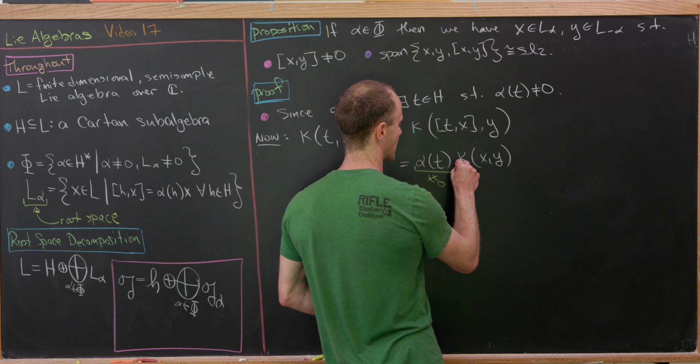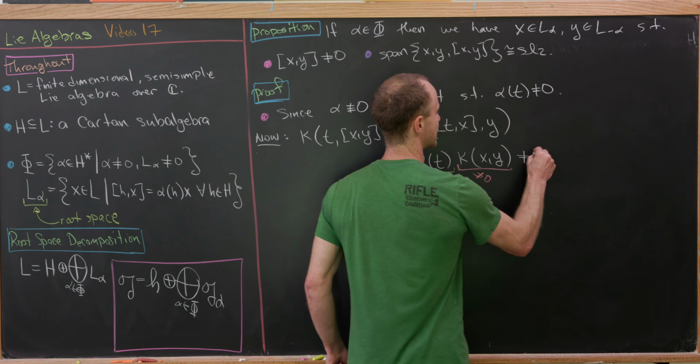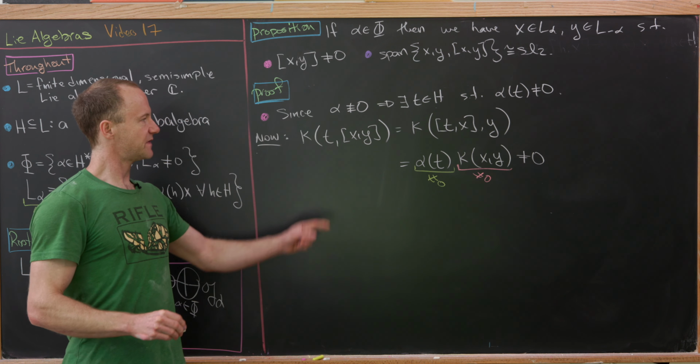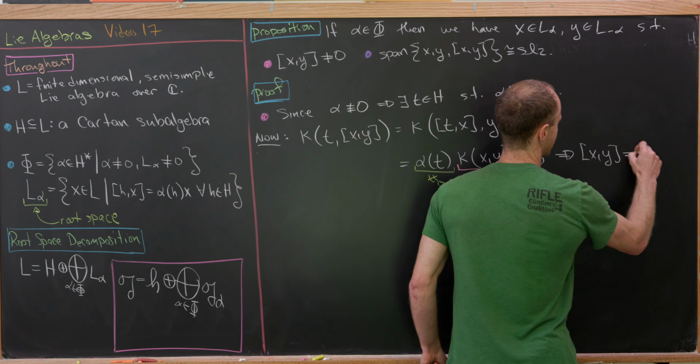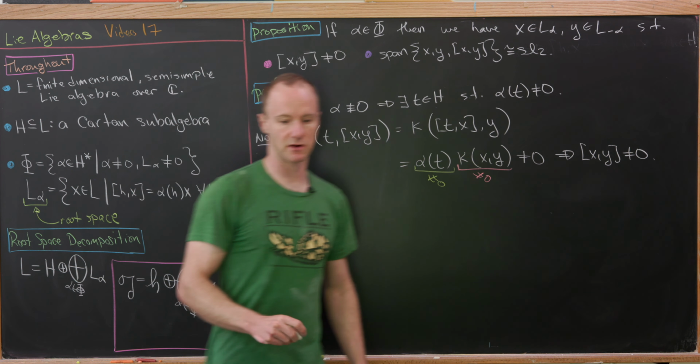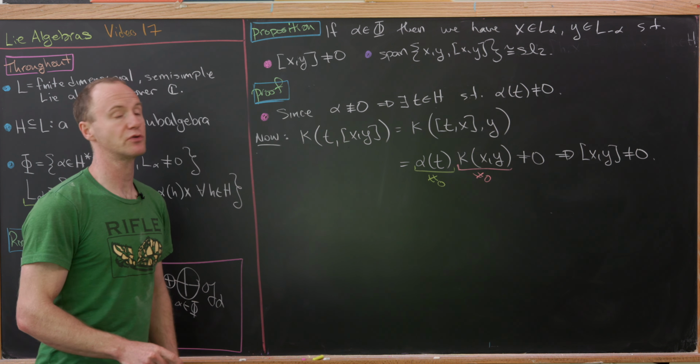And then furthermore, since x is in L alpha and y is in L minus alpha, we know that kappa of x, y is also non-zero. That's by a previous result. But now if we take the product of two things that are non-zero, we definitely get something non-zero. But that means that these original two vectors could never be equal to 0. Otherwise, we would get 0 out of this. In other words, we have the bracket of x, y is non-zero. All right, good. So we've proven this first condition. Now let's go ahead and prove the second condition.